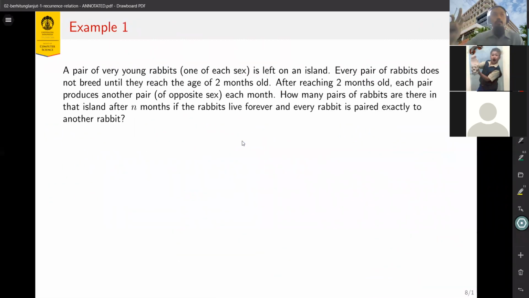Now here's an example of another recurrence relation. I think this was one of the questions in last week's quiz. I don't remember which question. So how do we approach this problem? Can you guess how we start solving this?